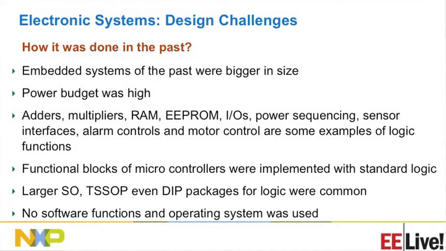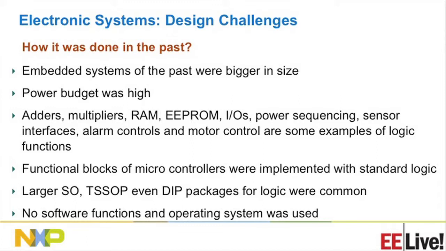So looking at the state of embedded systems, how it was done in the past, right? The systems were bigger, there was no power constraints, you could consume pretty much triple or 4 times more power than what you do today. They were not as portable. A lot of core functions like multiplication, adders, subtraction, EPROMs, IOs, they were done with the logic, right? So you would use a lot of AND gates, NAND gates or OR gates to build those functions up. And that was the state of logic like a few decades ago.